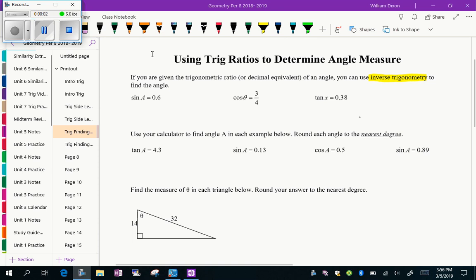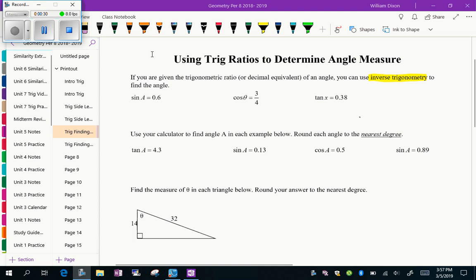In today's lesson, we're going to use trig ratios to find or determine angle measures. If you remember yesterday, we used trig ratios to find or determine the side length. So today we're going to do the opposite. We're going to find the angles. In our first example, it says if you're given trig ratios or the decimal equivalent of an angle, you can use inverse trig to find the angle.